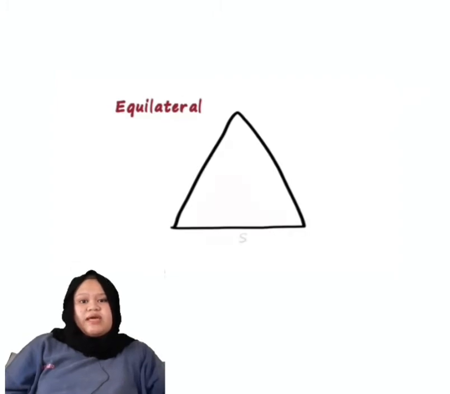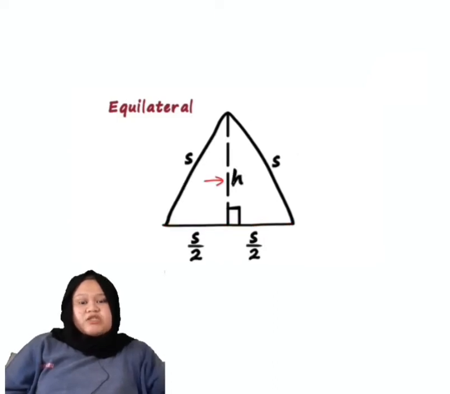Now, we can move on to the area of an equilateral triangle. Look at this equilateral triangle with sides S. The perpendicular divides the side into two equal parts. Let this height be h.